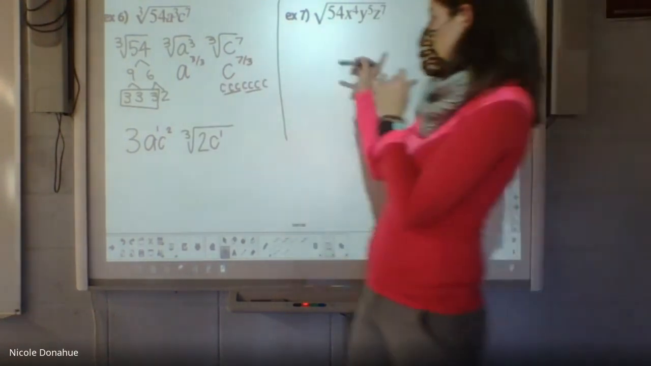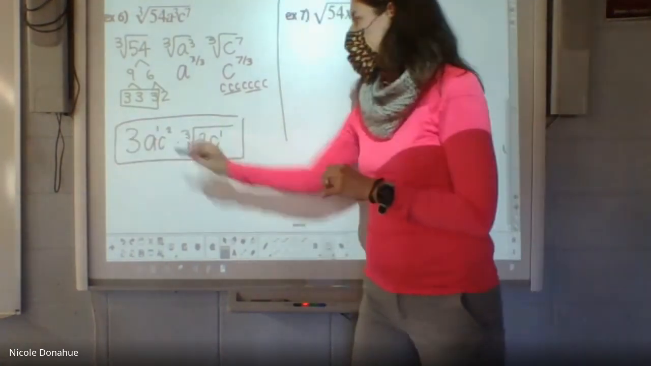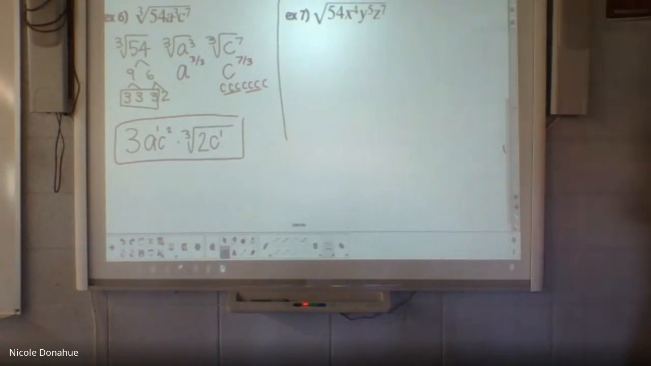We're going to do this last example and then that'll be it for today. That's the last step. Now we have to simplify that. Now you get to multiply it by the thing next to it.